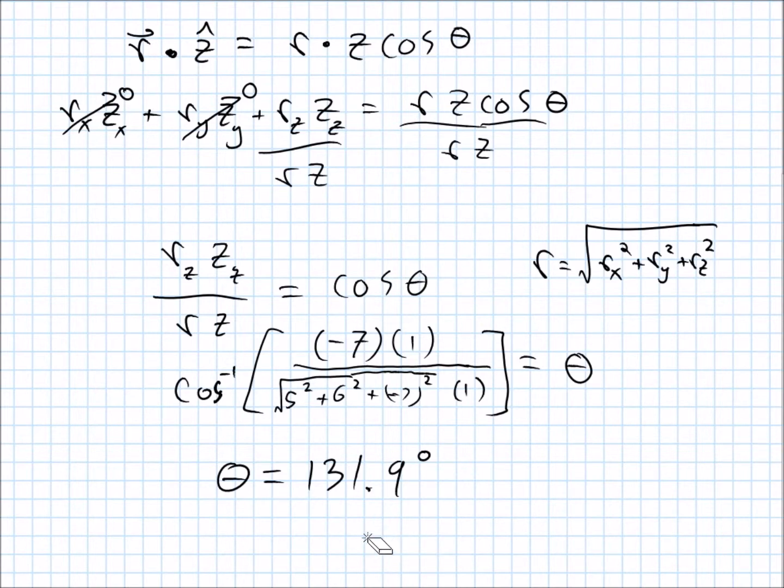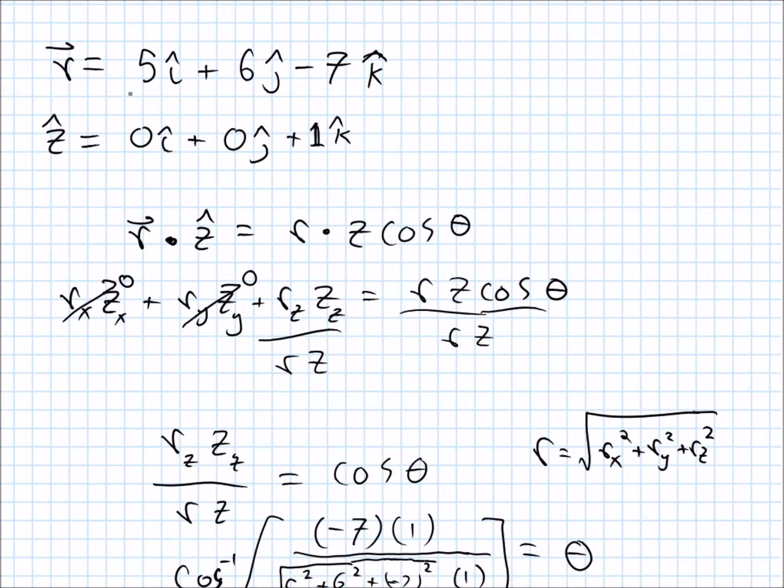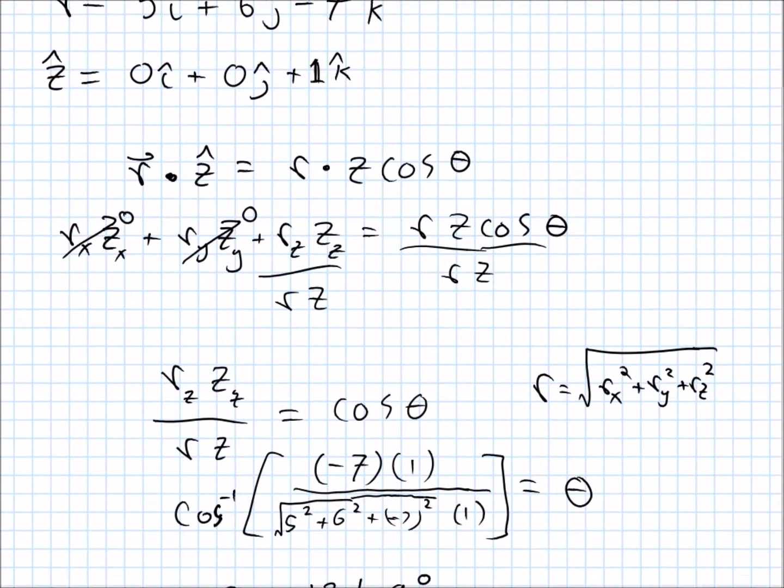So that is a way that we can find the angle between any two vectors. In this case, we used it to find the angle between a vector and an axis, and you can write an axis as a vector. So there you have it.